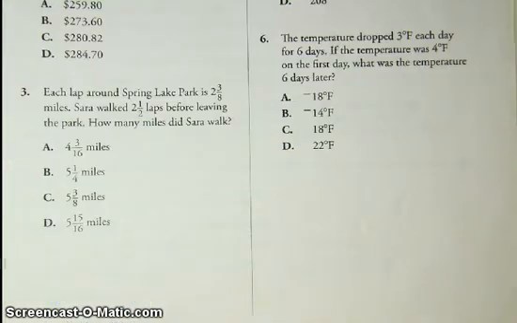So question 3. Each lap around Spring Lake Park is 2 3/8 miles. Sarah walked 2.5 laps before leaving the park. How many miles did Sarah walk? She went once around the lake, twice around the lake, and then another half. This is going to be a multiply problem. 2 3/8 times 2 1/2.